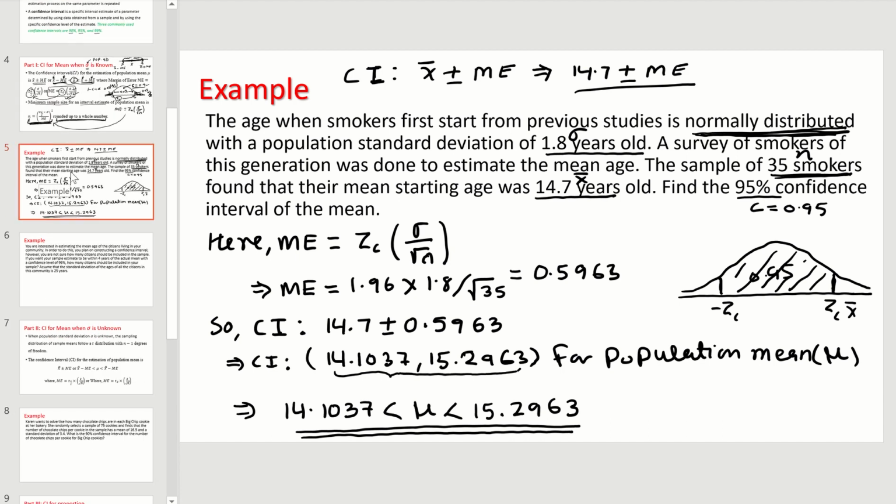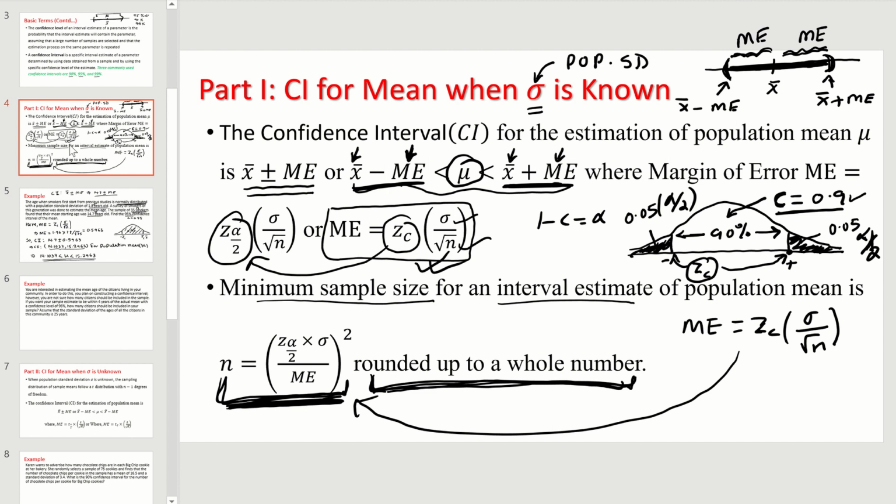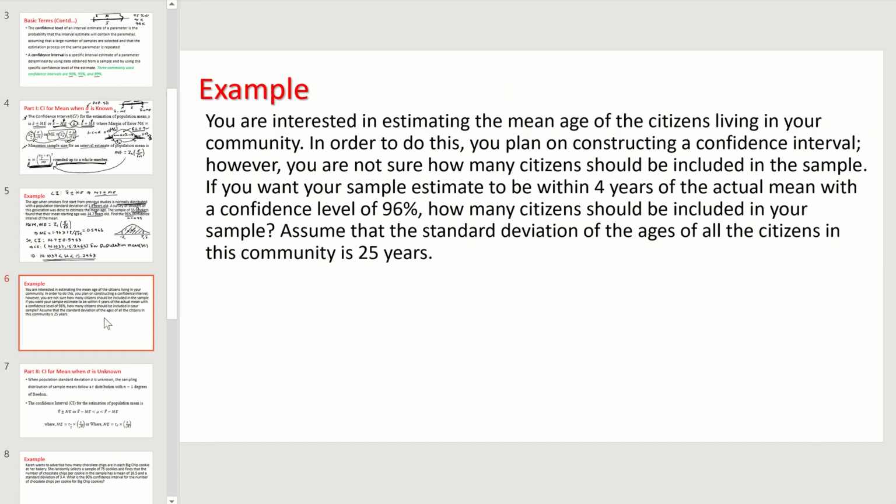Okay, so we constructed a 95% confidence interval for the population mean when the population standard deviation was given and we already knew that the population was normally distributed. That was the first formula that we have seen here. Now let's see how to use the second formula, determining the sample size for an interval estimate of the population mean. So let's solve this example.